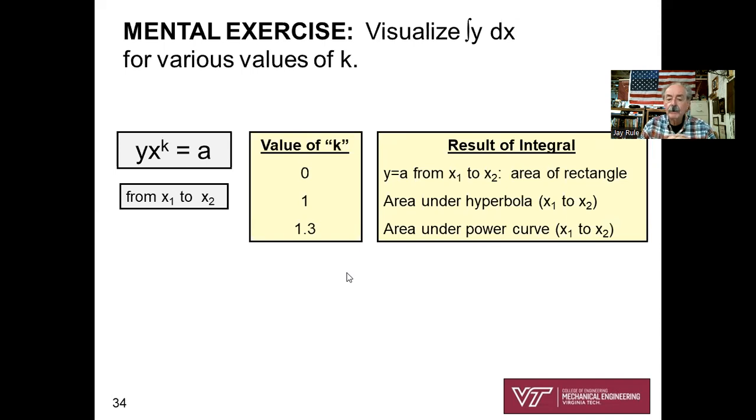Okay, so when k is 0, when we integrate that function, it's the area of a rectangle. That's something you can do with your eyes. Don't have to do any fancy math. When k is 1, it's the area under the hyperbola. You've got to do the math, and then you remember that involves, for the hyperbola, natural log. Can't remember the formula in my head, but I do remember it involves something with a natural log. Power curve, k is 1.3. Relatively difficult integral. You've got to do it on pencil and paper with some difficulty.